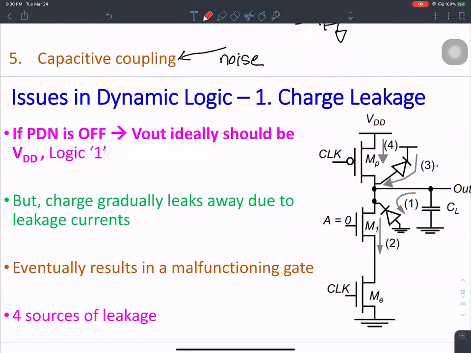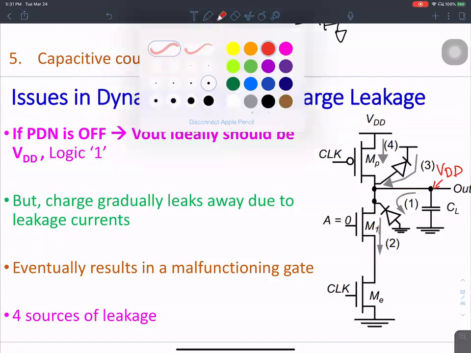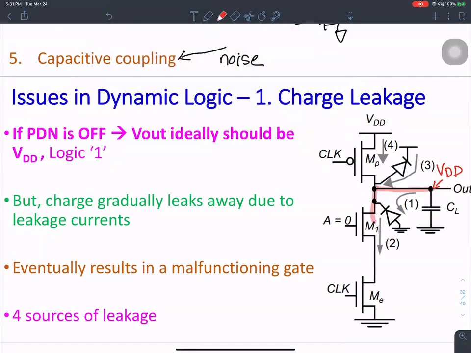Ideally, if I put a value of VDD on the load capacitance here, because there is no path to ground, it should hold its value. But what happens is, even though there is no direct path through the logic gate, there are some leakage paths. There is some other path from here to ground.